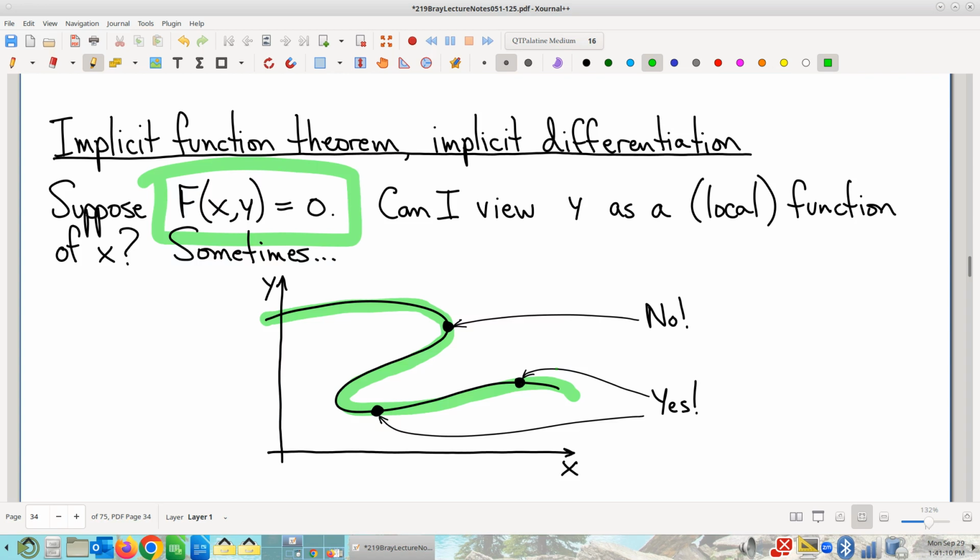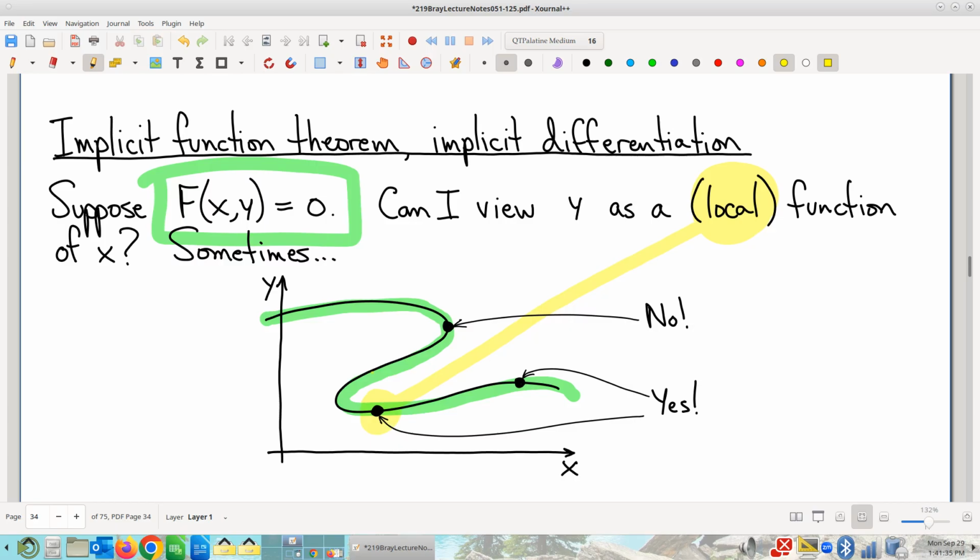The question we want to address is, let me say it sloppily first. Can I view y as a function of x? Well, that's a flat no in this case. It failed the vertical line test, perfectly obvious, right? The actual question we're interested in is, can we locally, at a given point, let's say this one, for example, can we locally view y as a function of x?